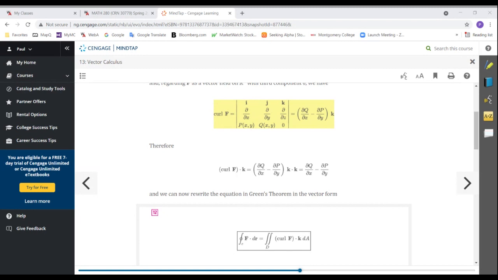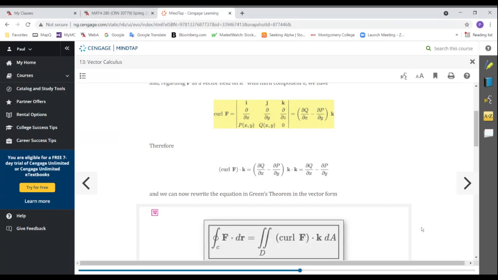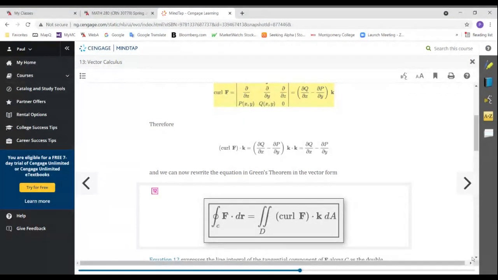Now look what they do. The curl of the vector field F, if you dot that with the vector K, you're just going to get the difference of the partial of Q with respect to X and the partial of P with respect to Y. Well, that is just the integrand for Green's theorem. So in other words, Green's theorem can be written in this nice form, and that's called the vector form of Green's theorem.